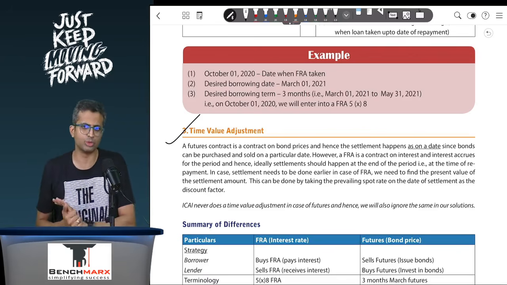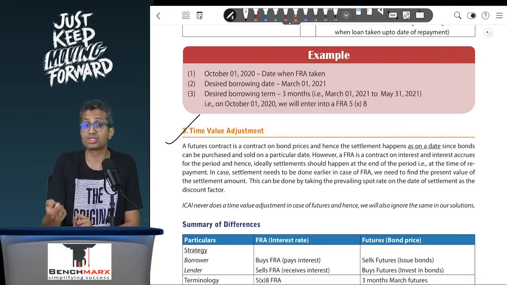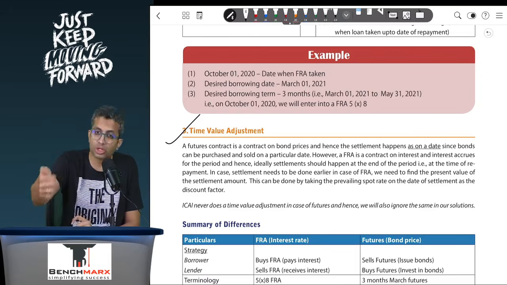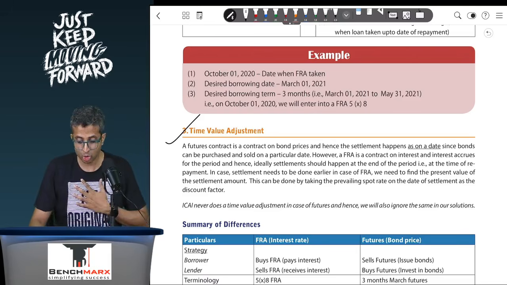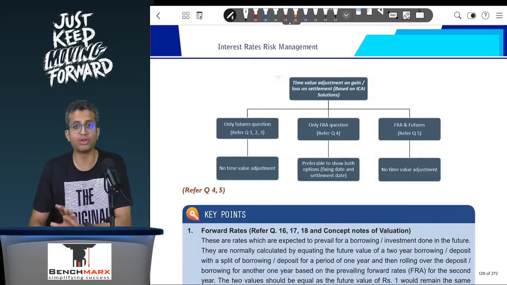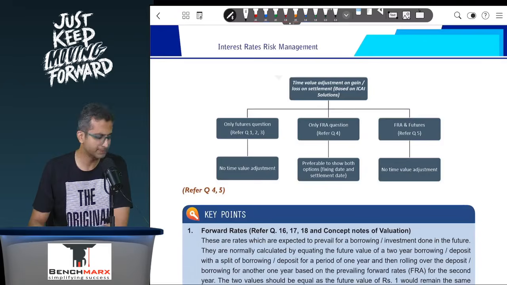They will not do the time value adjustment, and hence to maintain consistency, we will also not do any separate time value adjustment in case the question asks you to show the impact of both FRAs and futures. If it asks you only futures, again no time value adjustment. If it is only FRA, then you will do time value adjustment to keep peace with the institute, and we have tried to summarize that over here as well.